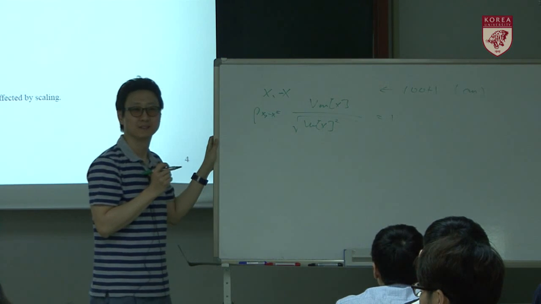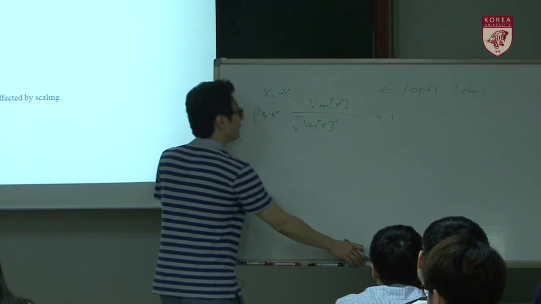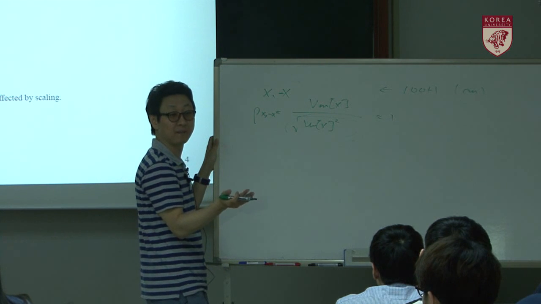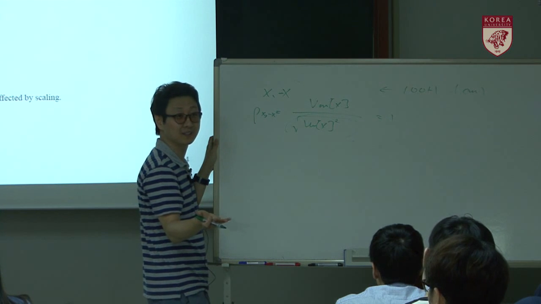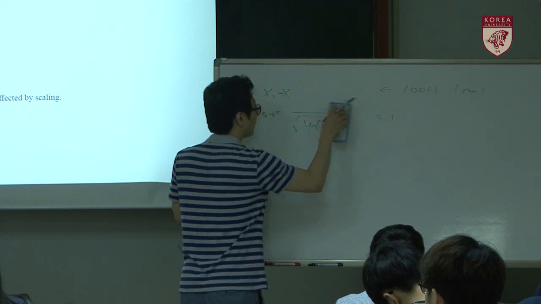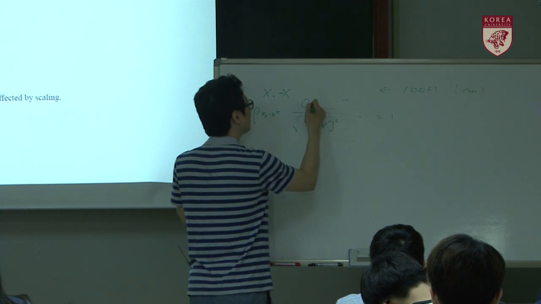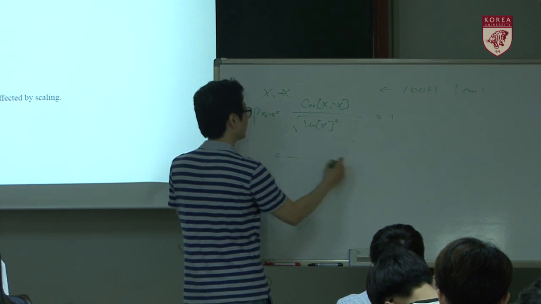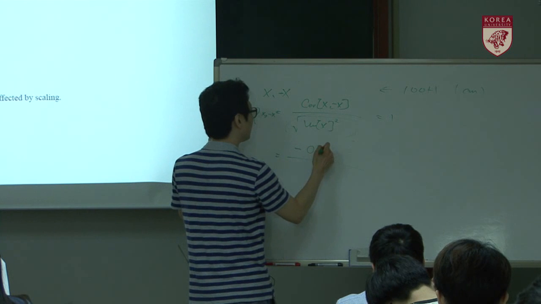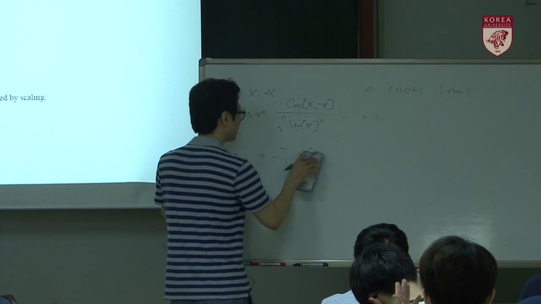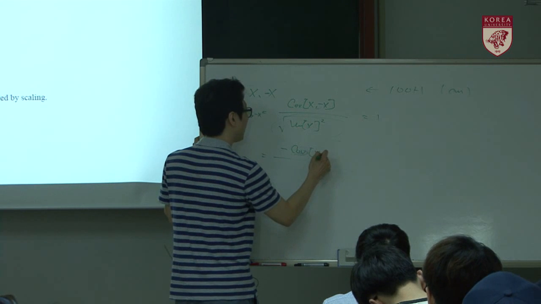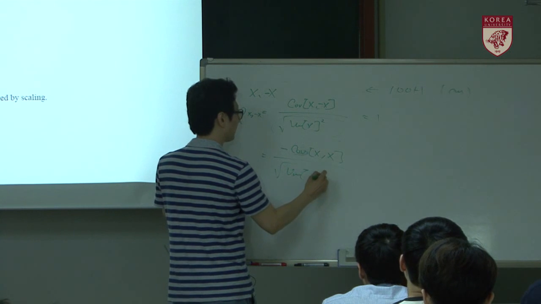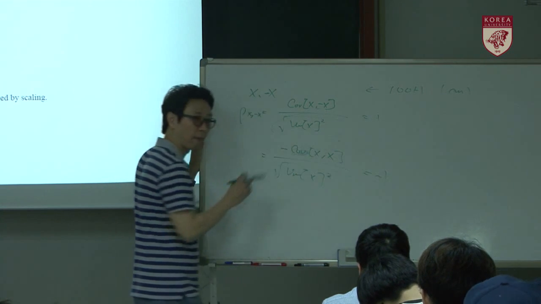Minus x. Then the denominator is the same, because the variance of minus x is the variance of x, right? So how about the covariance? The numerator is the covariance of x and minus x, which is minus the covariance of x and x, over the square root of the variance of x squared. It is minus 1.